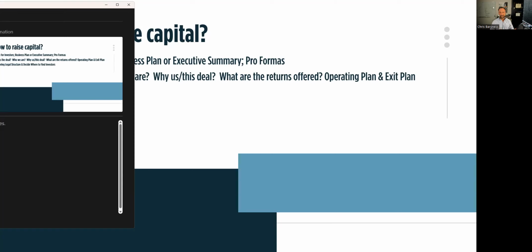Same thing, why us? Why this deal? Is this deal better because of the market that it's in, because it's underperforming? Here are the statistics of how it's underperforming in the market that it's in geographically. What makes this deal unique or attractive to an investor? What are the returns you're offering?